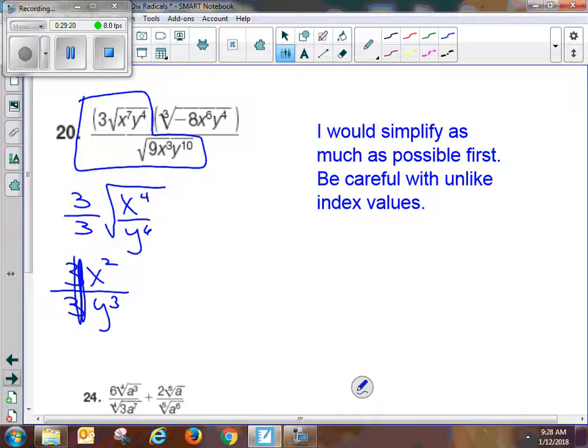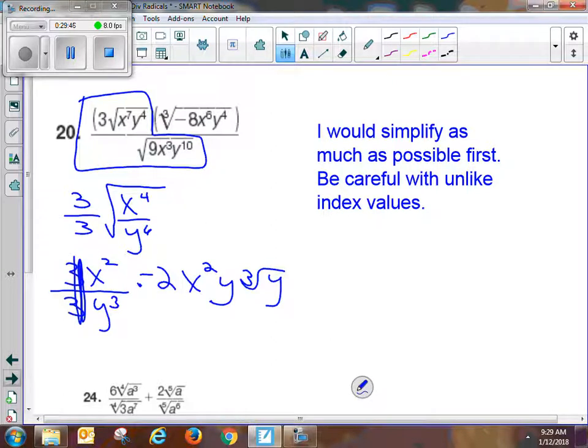You have a cube root of -8. What is the cube root of -8? -2. Okay, so let's put that down here. -2. And you have the cube root of x to the 6. X squared. Good. And you have the cube root of y to the 4. A y comes out, and there's a y left inside the radical.